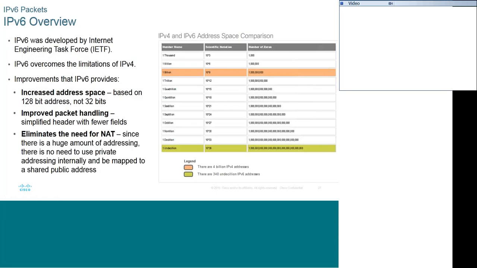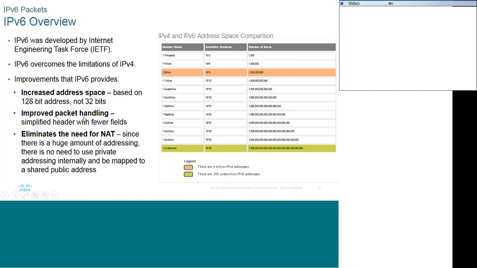So IP version 6 solved the problem of the limitation of the number. Now the number is very, very huge. You see here, this is 10 to the power of 36. This is something enormous. So they increased the address space based on 128 bits, not 32. In IP version 4 it has 32 bits. Now IP version 6 has 128, which is a large number.